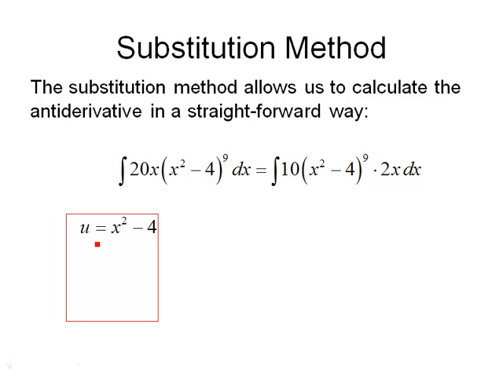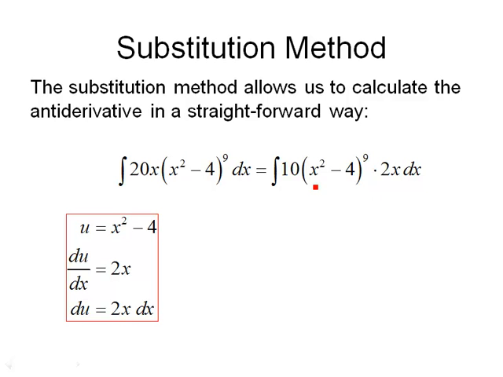So we'll start by letting u equal x squared minus 4. So the u is going to be this piece inside here, or just as easily we could say this piece. This is essentially the g of x that we talked about before. If I go ahead and take the derivative of u with respect to x, I get 2x. And if I multiply both sides of this by dx, I get that du is equal to 2x dx.